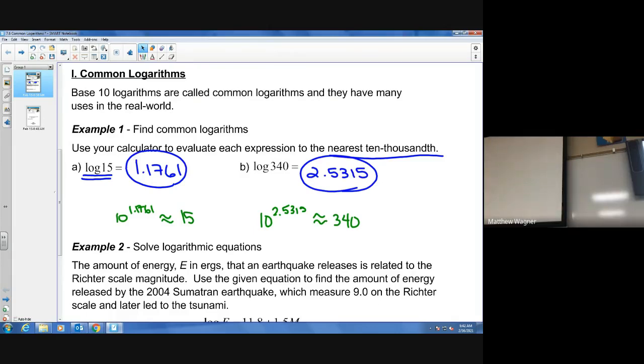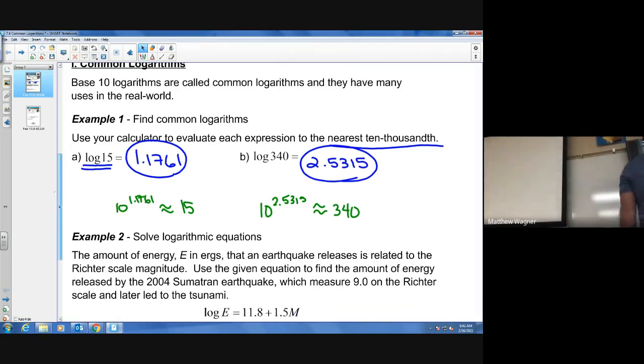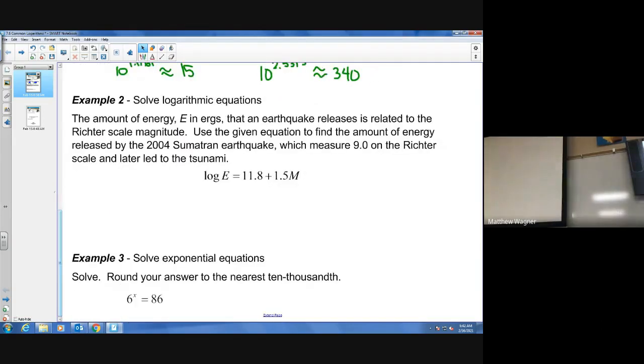All right, so that's typing in logs. Make sure, number one, you type it correctly. Number two, you round correctly. All right. Looking at example 2, looking at base 10 in terms of earthquakes and how we use the logarithmic scale to look at energy and amplitude, essentially, okay?